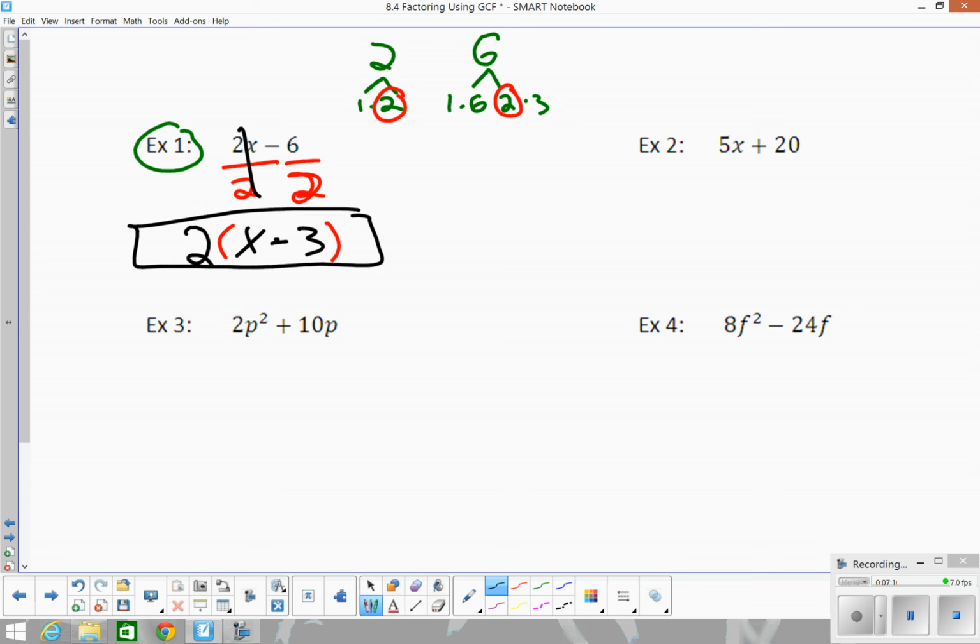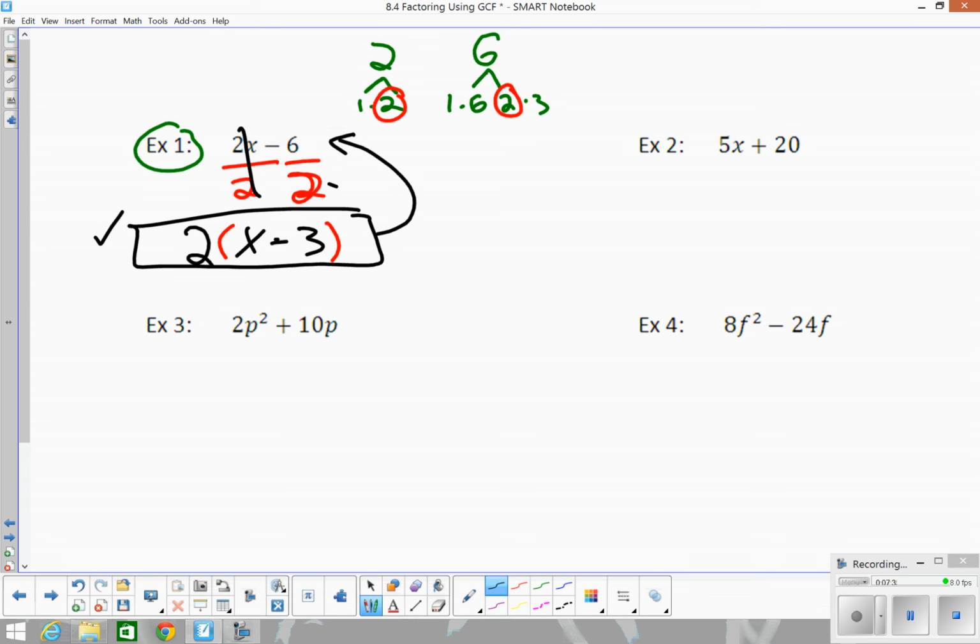Now, you can always check to see if your answer is correct by doing the opposite of what you just did. If I factored, I could always multiply it out, and I should get what I started with. So 2 times x is 2x, 2 times -3 is -6. If I multiplied it out, I would get that. So I'm good there.